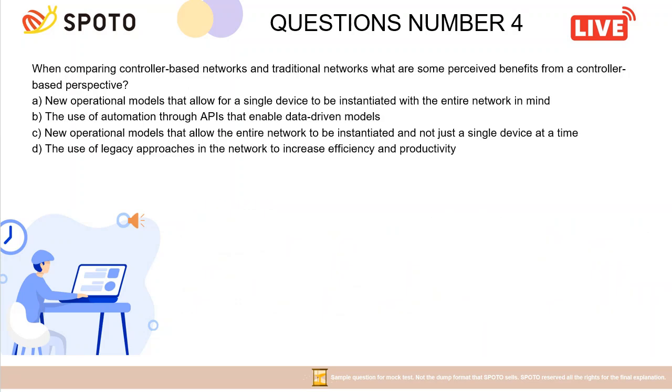Question 4. When comparing controller-based networks and traditional networks, what are some perceived benefits from a controller-based perspective? A. New operational models that allow for a single device to be instantiated with the entire network in mind. B. The use of automation through APIs that enable data-driven models. C. New operational models that allow the entire network to be instantiated and not just a single device at a time. D. The use of legacy approaches in the network to increase efficiency and productivity. You have 15 seconds to answer.